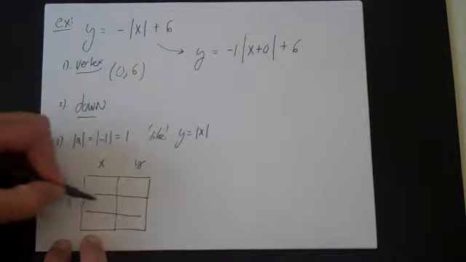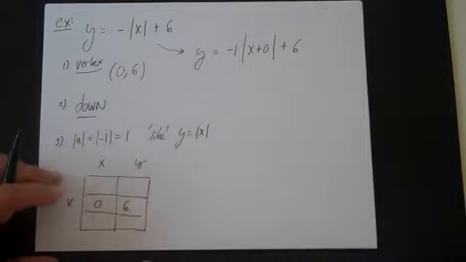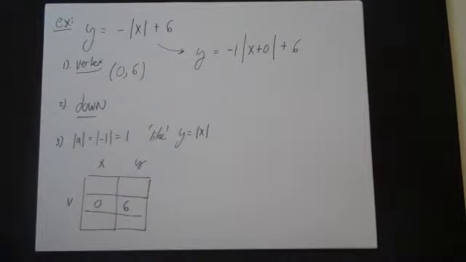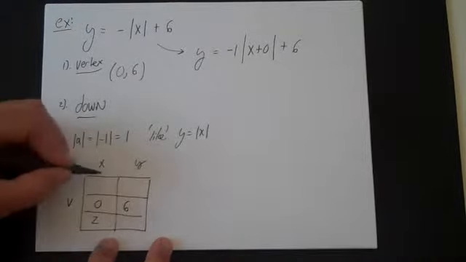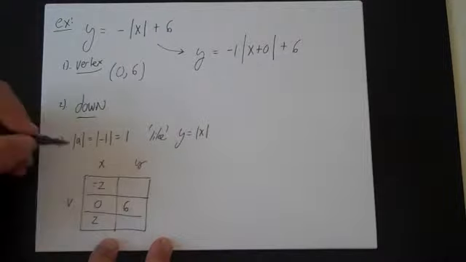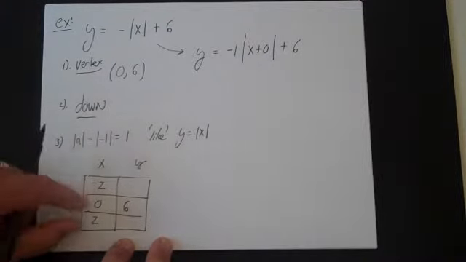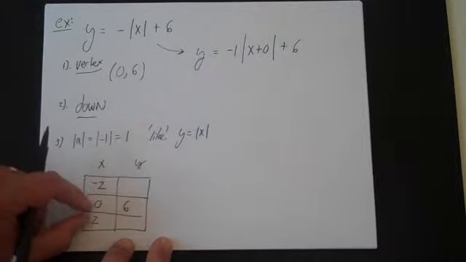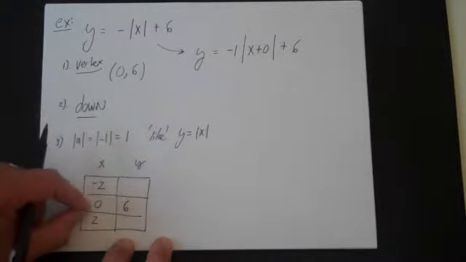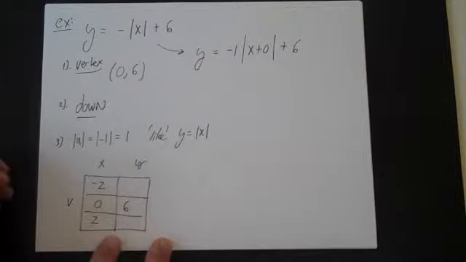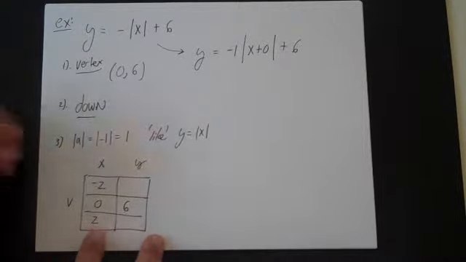Put the vertex in the middle, 0, 6. And you're going to choose two values of x, one of which is larger than the x value of the vertex. Let's choose 2. And the other one, which is more negative, let's choose minus 2. It doesn't matter which x's you choose, but if you choose them so they're an equal distance, positive and negative, from the x value of the vertex, then these two y's will be the same as well. So now you just plug these in.